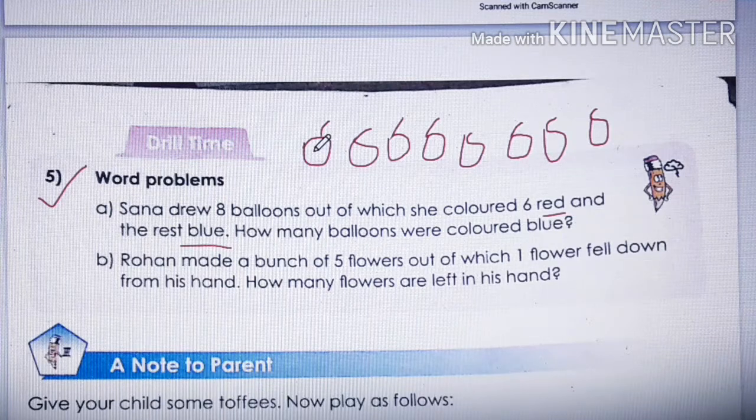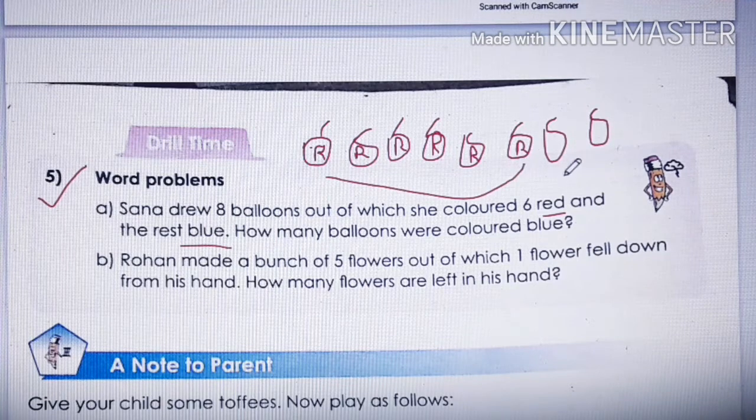So let's count. 1. She colored, this is red. 1, 2, 3, 4, 5, 6. So she colored 6 balloons with red color, and it is said and rest blue. And rest she colored blue.